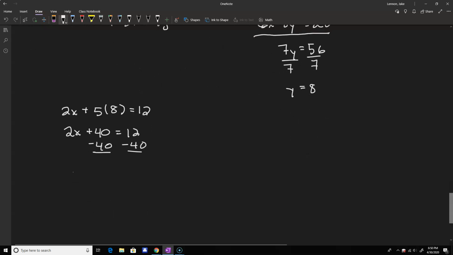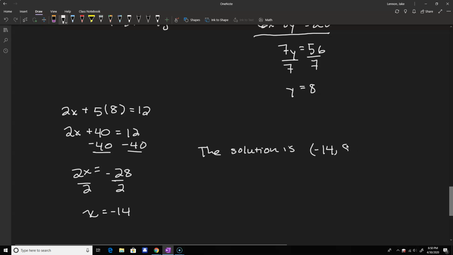And when we solve that, we just divide by 2 on both sides, and we get our x value, which is negative 14. So the solution is the ordered pair negative 14, 8. And that's it for solving the system. So that's the elimination method.